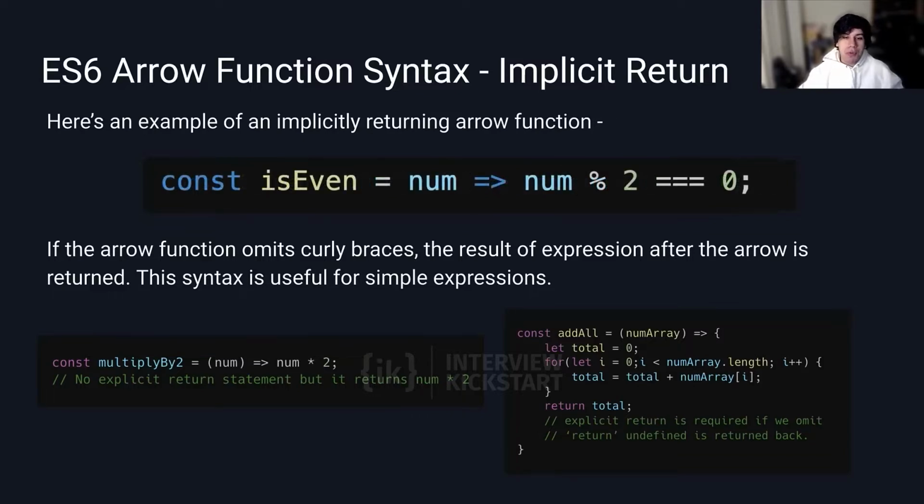For one thing, we can remove the parentheses around the argument list when there's only one argument. Secondly, we can remove the curly braces if we want to return whatever is to the right of the arrow. In other words, we can have any expression to the right of the arrow, and the result of that expression is going to implicitly be returned from that function. So you can see it's a very clean way of writing a function, especially compared to the initial definition.